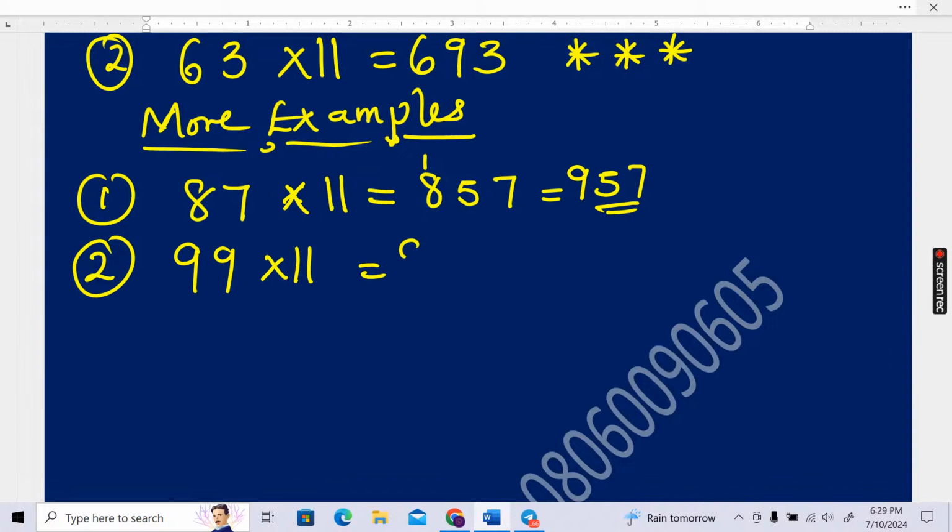I'm going to write the first digit and the last digit, giving a space in between. Let's add the 2 digits together. 9 plus 9 is 18. Write down 8. Carry 1 over. So add 1 to 9. That will give you 10. And you have the last 2 digits, that is 8, then 9. So 99 times 11 is equal to 1089.